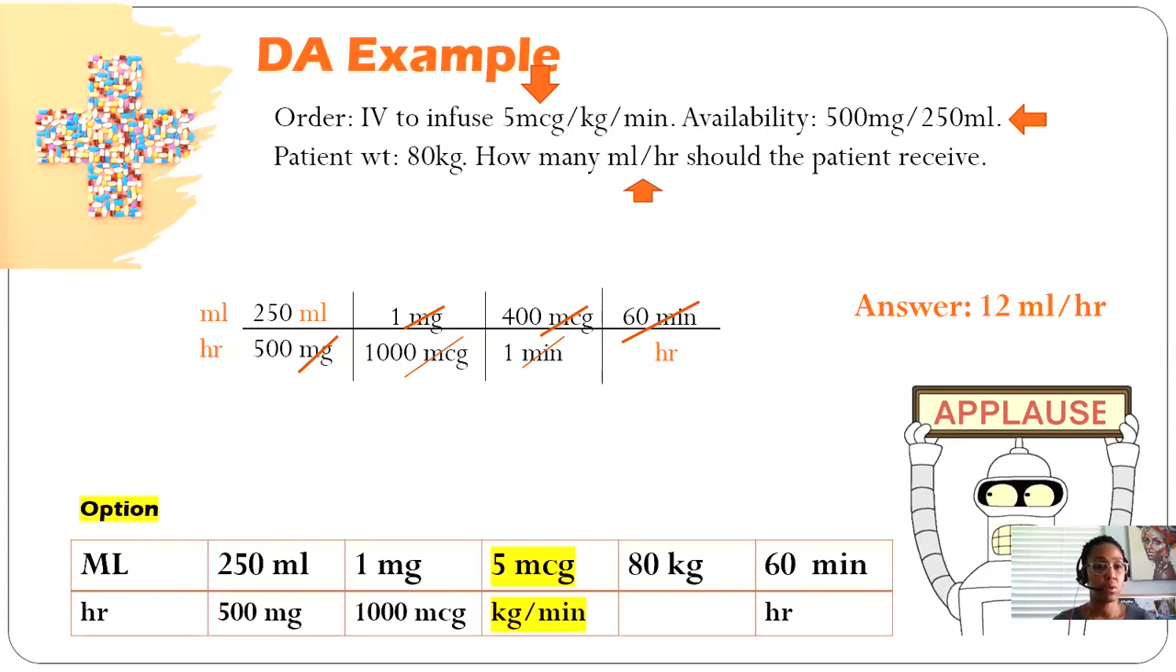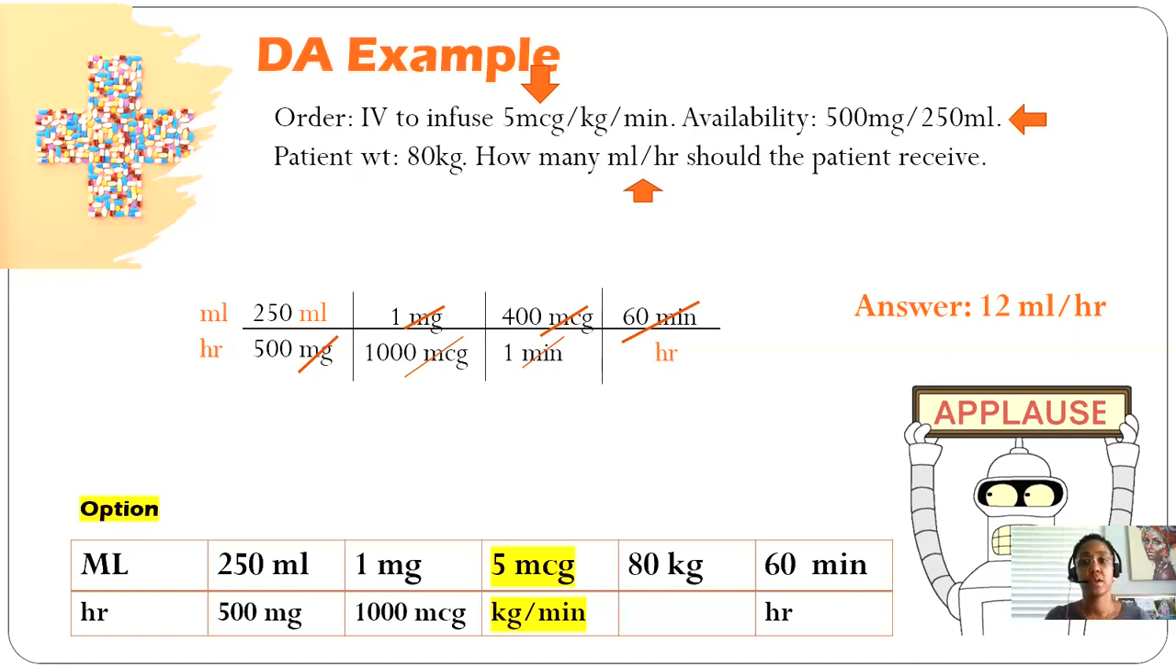You have mLs per hour. Availability is 250 mLs over 500. Our conversion factor, 1 milligram over 1,000. Our order, 5 mics over a kilogram over minute. A patient weight, 80 kilograms. And the time, 60 minutes per hour. So you could see everything will cancel out. And then you'll have left mLs per hour and you should get the same number. So this is the option of not doing any outside calculation and putting it into your problem.